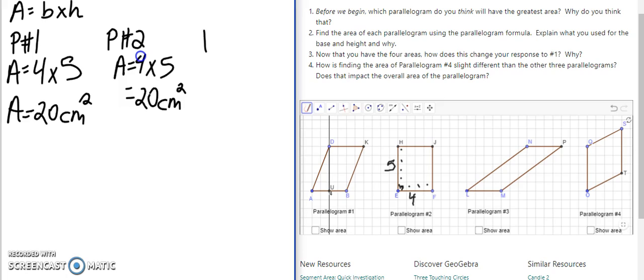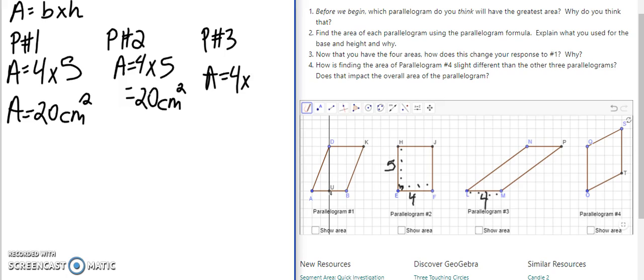So let's look at parallelogram number 3. Well, this one looks way different. I mean, look how much it's shifted. It's got to be different, right? Well, I'm going to use side LM again as my parallel side just to make life easy. And I can see there's 1, 2, 3, 4, so I know that the base is 4. And let's see about the height. The height I know is that perpendicular distance.